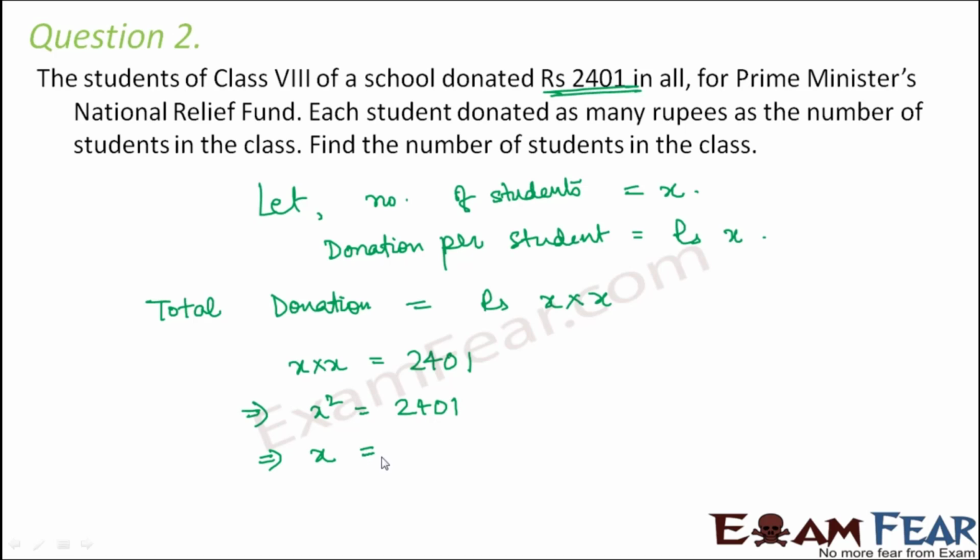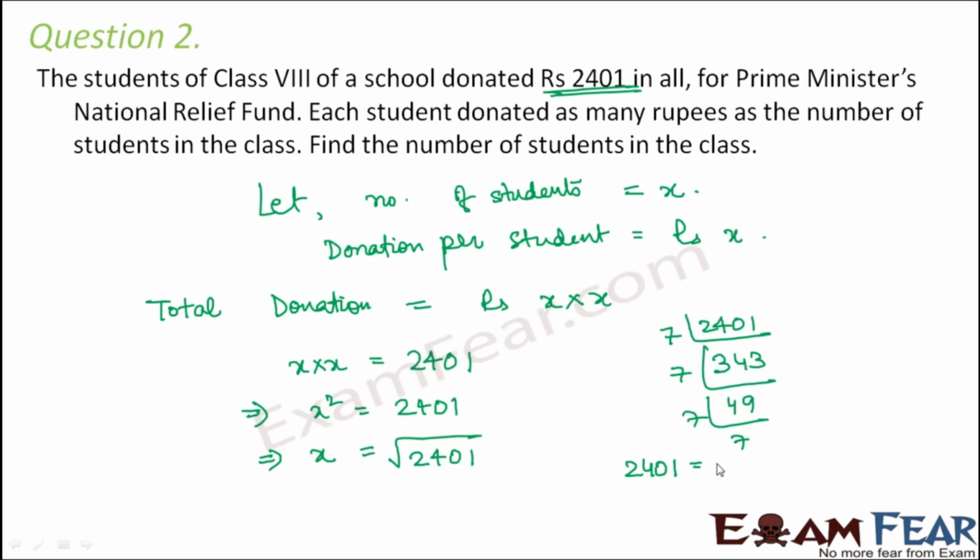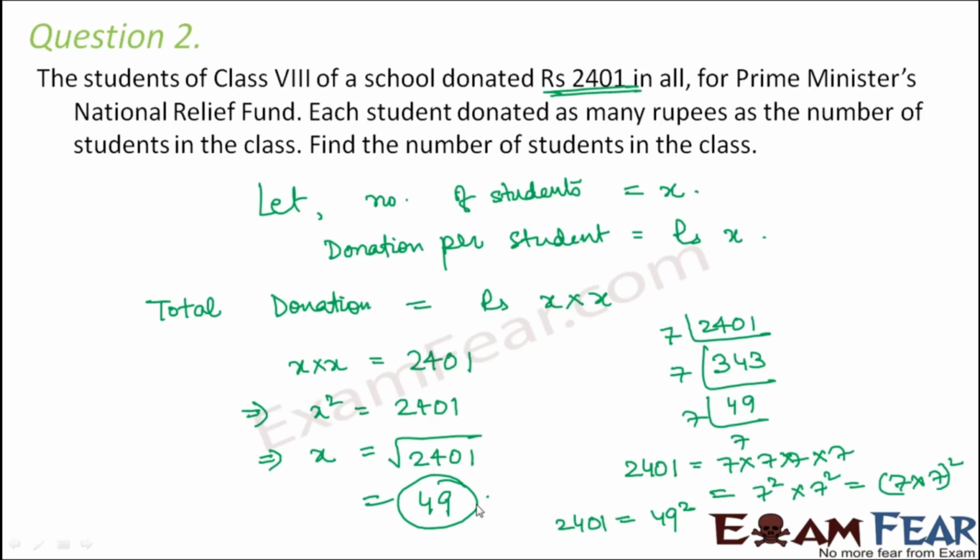So what would be the value of X? X will be equal to square root of 2401. So how do we find the square root? So for that we will do prime factorization. So it gets divided by 7. 7 into 343. Then again 7 into 49. Then again 7 into 7. So therefore 2401 can be written as 7 into 7 into 7 into 7. That is equal to 7 square into 7 square, which is equal to 7 into 7 whole square. So 2401 is equal to 49 square. Therefore, root over 2401 is equal to 49. So therefore, there are 49 students in the class.